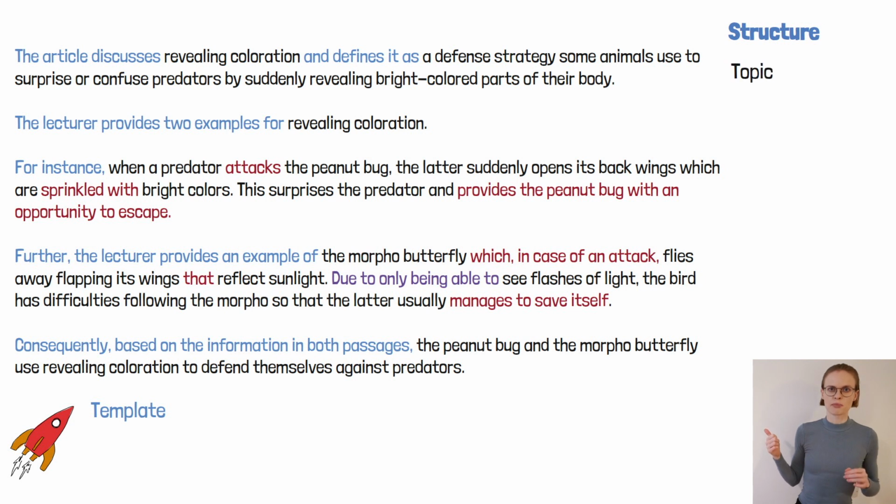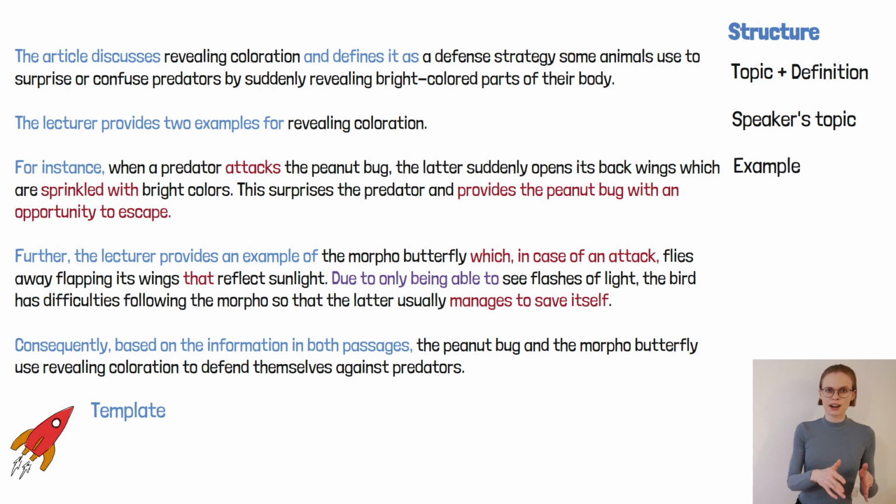First, I introduced the topic, which is revealing coloration, and I defined this concept. Then I talked about what the professor said. The professor gave 2 examples of revealing coloration. She talked about the peanut bug and the morpho butterfly. And I used these 2 examples to explain the concept of revealing coloration. And this is exactly what the task asks you to do. The task asks you to explain the concept of revealing coloration by using the 2 examples.